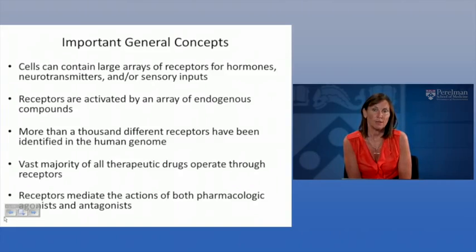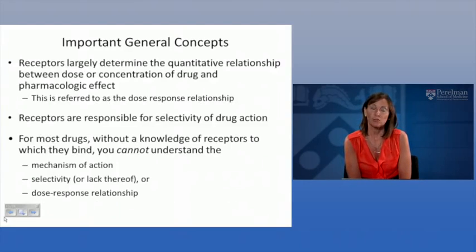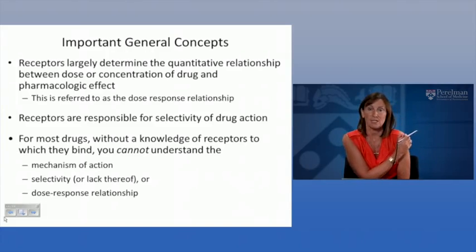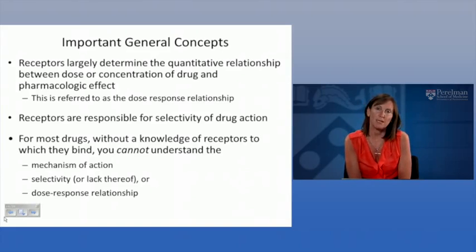Receptors largely determine the quantitative relationship between dose or concentration of the drug and the pharmacologic effect. This is referred to as the dose-response relationship. We will return to this concept in the next section in this course. The concept of quantitative dose response is critically important in drug evaluation, both in the development stage of novel therapeutics, but also in the practice of medicine in prescribing and estimating magnitude of response, both effective and toxic.